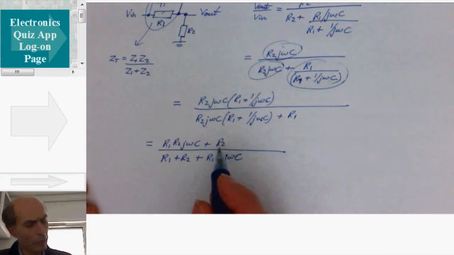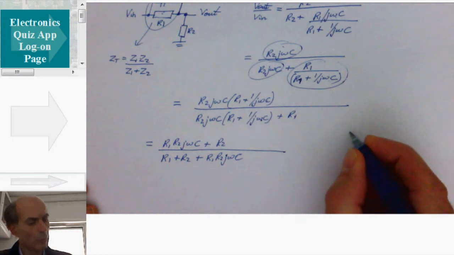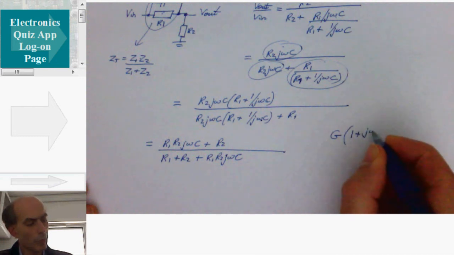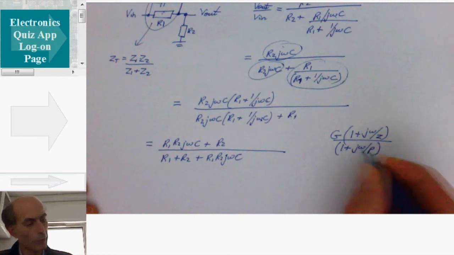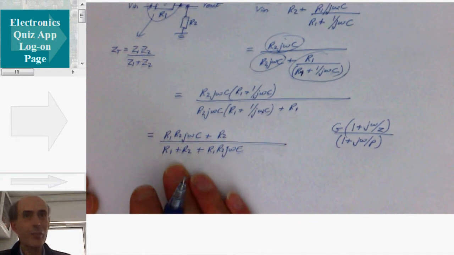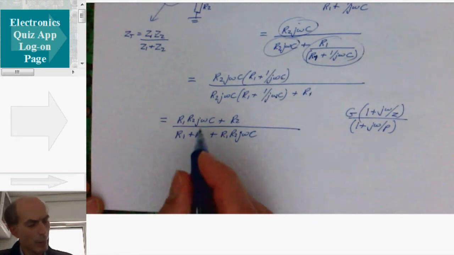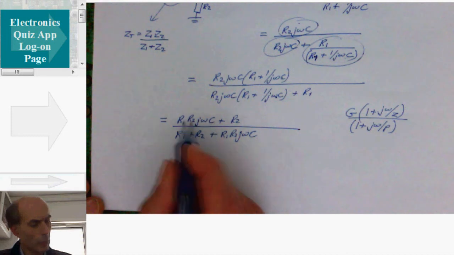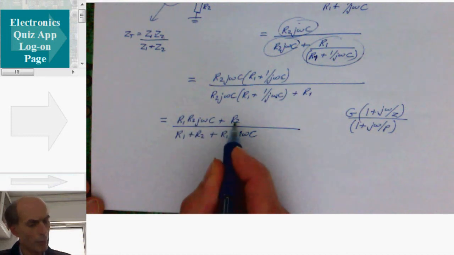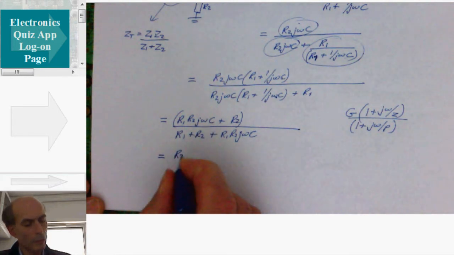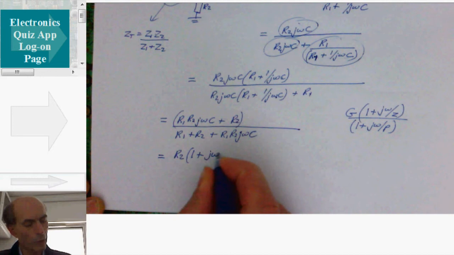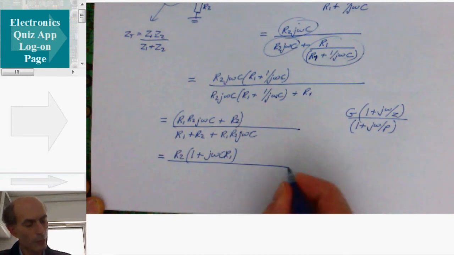We're trying to get this into the general form of some low frequency gain times 1 plus j omega over the frequency of the zero, divided by 1 plus j omega divided by the frequency of the pole. We can do that with a bit more algebra. Here we've got j omega C, R1 and R2, but we don't have a 1 here, we've got an R2. So we take the common factor of R2 out of this, and that leaves us with R2 times 1 plus j omega C R1.